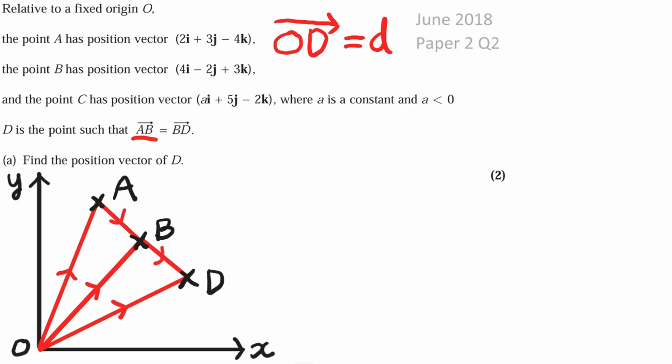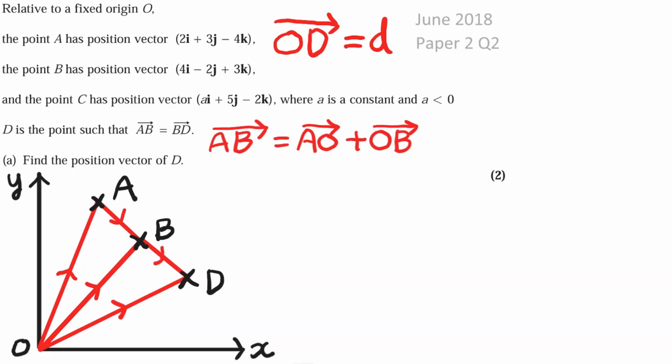Okay, so let's first focus on AB, and let's find AB using the position vectors. To find AB, we need to go from A to B. So let's first go from A to O, in this direction, so it's going to be AO, and then we're going to go from O to B, in this direction, so it's going to be OB, like this here. Okay, so AB is equal to AO plus OB.